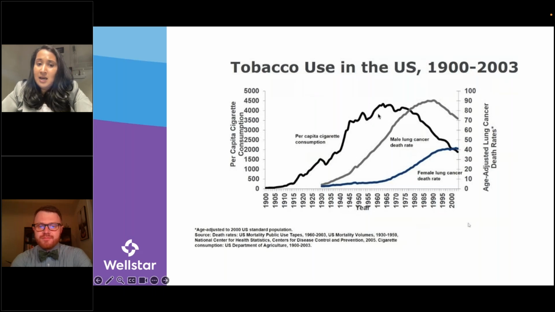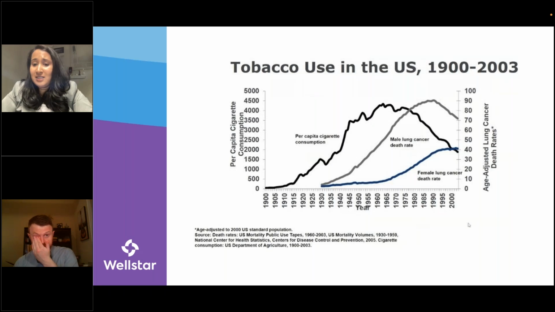So as you can see, the cigarette consumption probably started to decline somewhere here in the 1960s, 1970s, and really the cancer death rate stats lag behind by about 20 years. So you can see that the male lung cancer death rate started to come down in the 1990s. And again, like I said, the female population was still being targeted up until as recently as 1990.